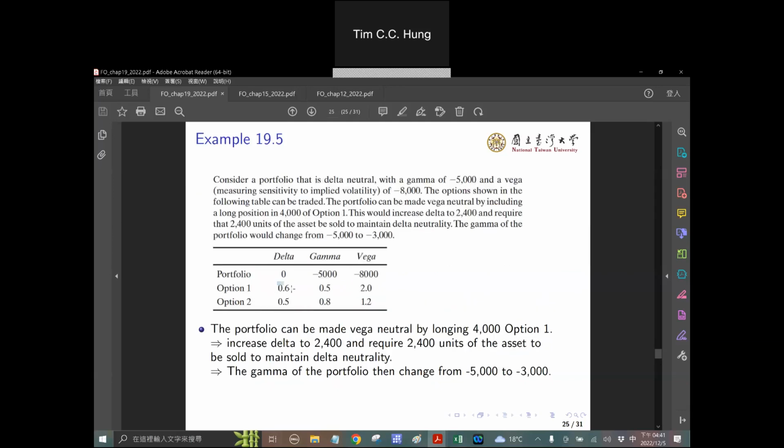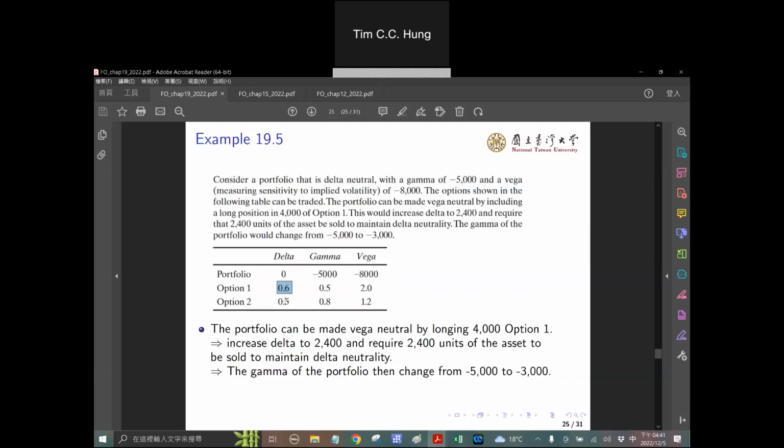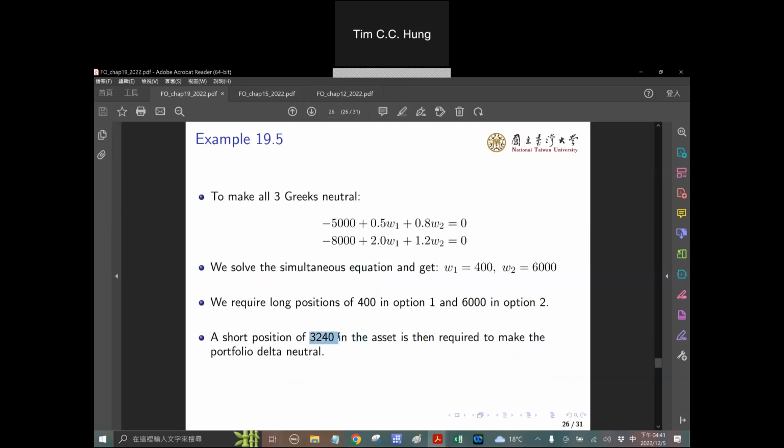4,000 multiplied by 0.6 equals 240. And 6,000 multiplied by 0.5 gives us 3,000. So at the end, with the additional long positions, we made our delta 3,240. What do we do? We then short this amount of underlying assets to reach delta neutral, while gamma is neutral and vega is neutral. Make sense? And once again, this is only feasible if you have a very large portfolio.